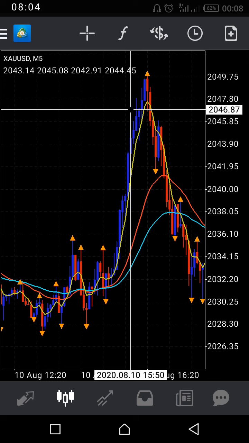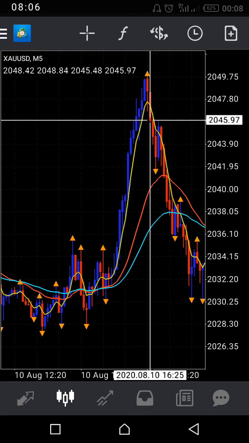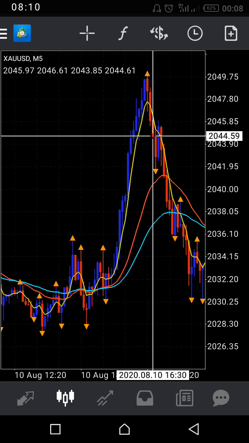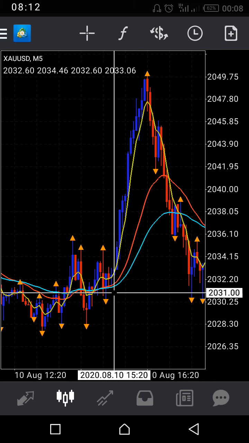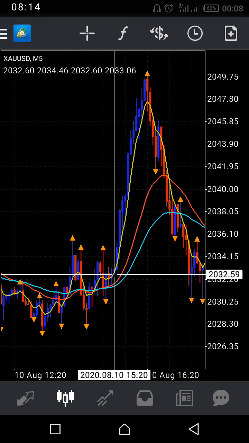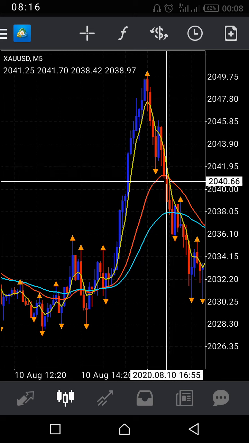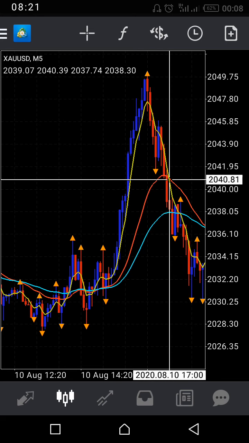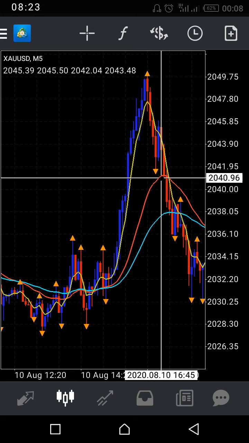cannot read the candlesticks. So you can use the 4 moving average, this one, the yellow one, to exit. So once you enter a buy at this area, you can exit here. When the yellow moving average crosses the red, you can exit here.